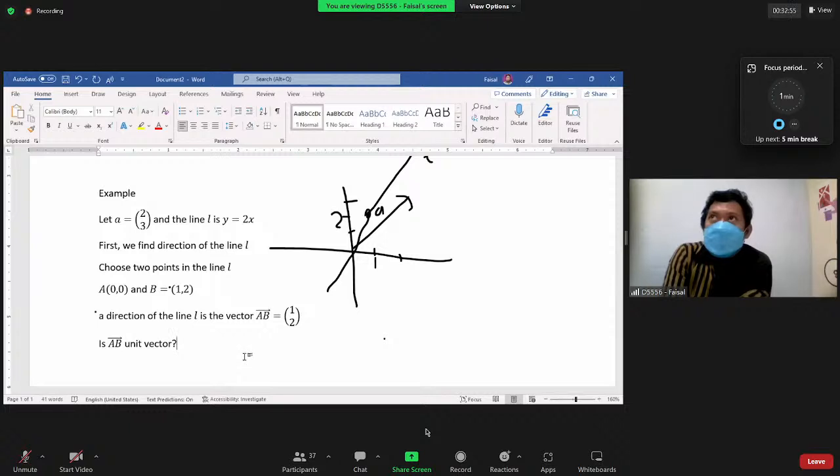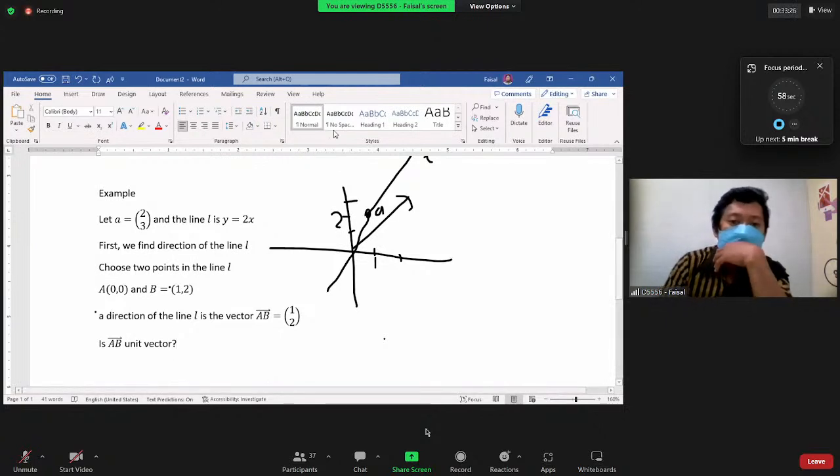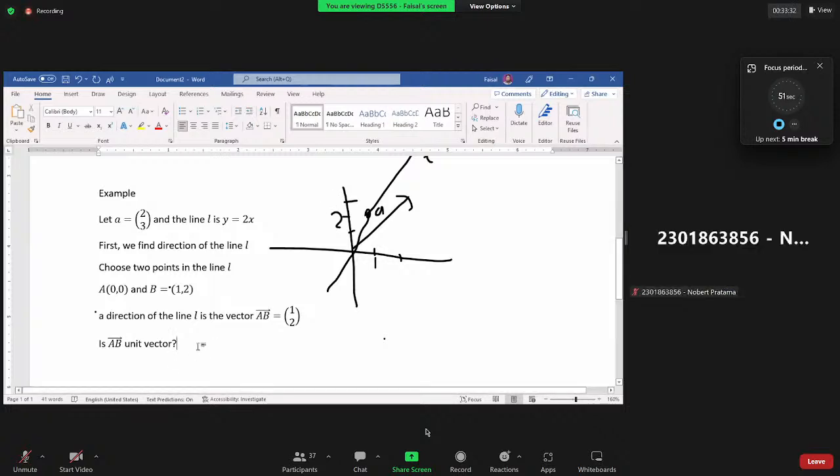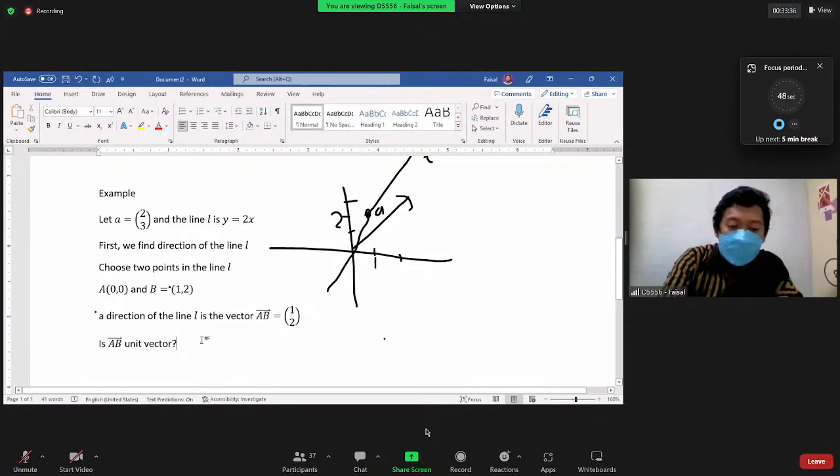Equivalently, is the norm of AB, the length of AB, equal to 1? Anyone? So is the vector AB a unit vector? Is its length 1? No, Sir. No, right? Yeah. So AB is not a unit vector.